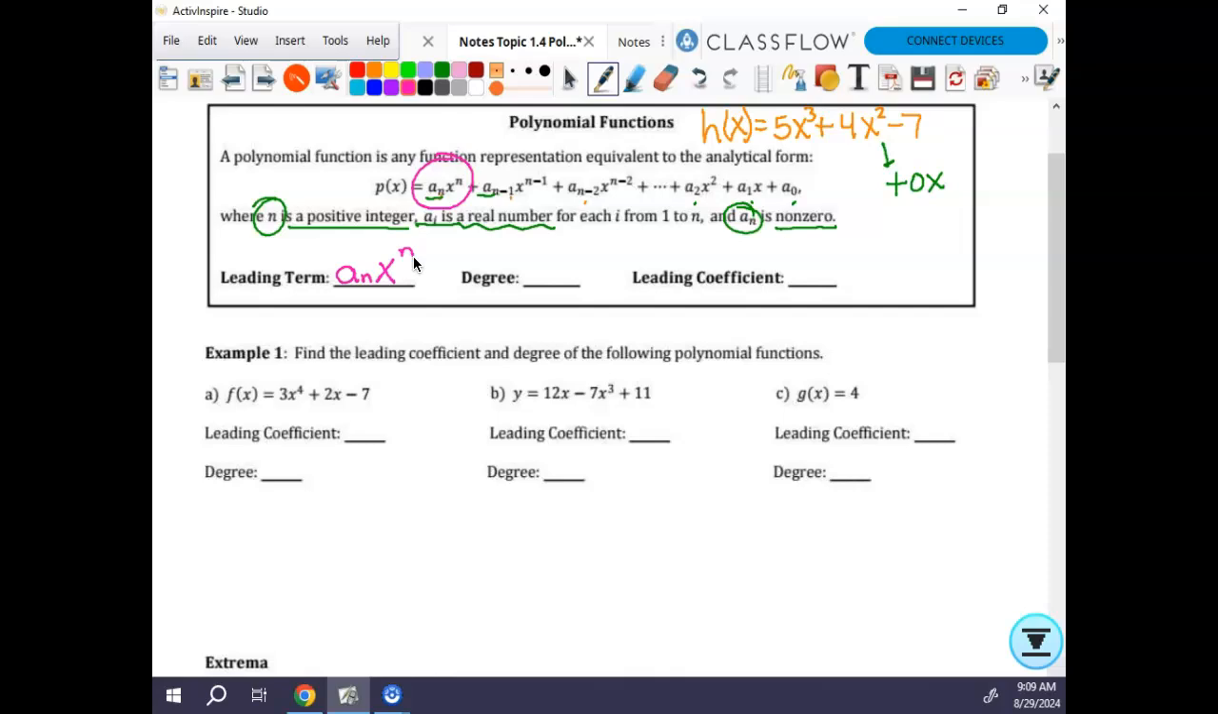The degree is n of the leading term. Now, this generic one here is in standard form, meaning that the largest power is first.